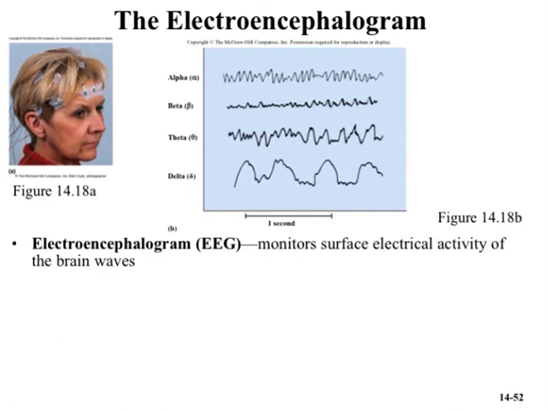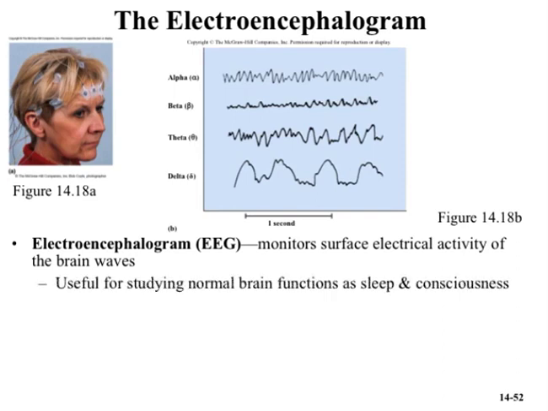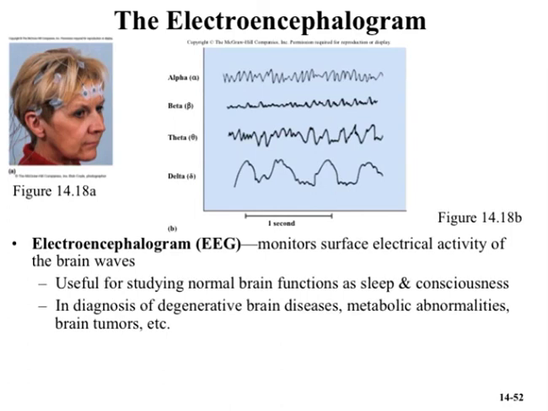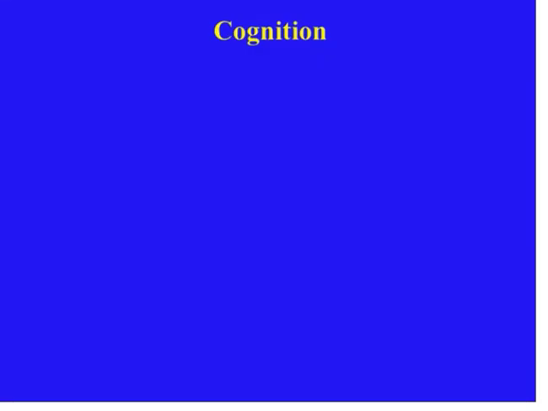So we've talked about the fact that the electroencephalogram monitors the surface electrical activity of the brain. It's useful for studying normal brain function, such as sleep and consciousness, and it's involved in the diagnosis of degenerative brain diseases, metabolic abnormalities, and brain tumors.